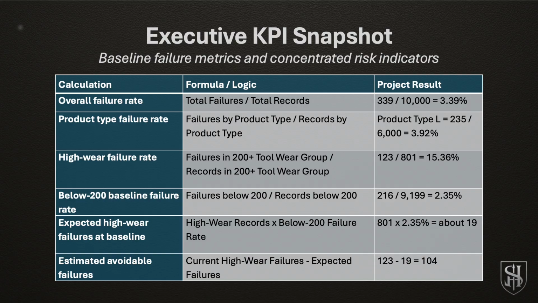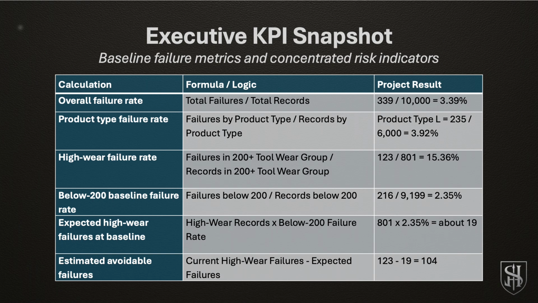The fifth calculation estimates how many failures would be expected in the high wear group if that group performed at the below 200 baseline rate. The high wear group had 801 records. Multiplying 801 by the below 200 failure rate of 2.35% gives an expected failure count of approximately 19. This does not mean that exactly 19 failures would occur in a real plant. It is a scenario estimate. It asks a practical management question. If the high wear group could be brought down to the lower risk baseline, how many failures might be expected?